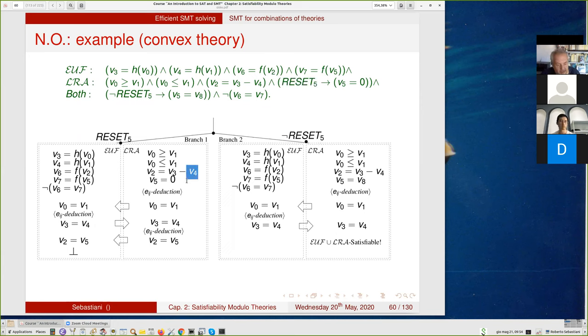With the reset equal false, V5 is no more set to 0, but V5 is set to V8. So the solver redoes exactly the same sequence of actions. But now, from V3 equal V4, it is no more able to deduce anything more, because it doesn't have V5 equals 0 anymore. So it stops here. It has nothing more to deduce, so it can conclude that the formula is satisfiable. Neither solver has any more equalities that it can deduce. Now we have deduced all the possible equality constraints between variables. We have found a set which is consistent in UF and consistent in LRA, and we can conclude that it's satisfiable.